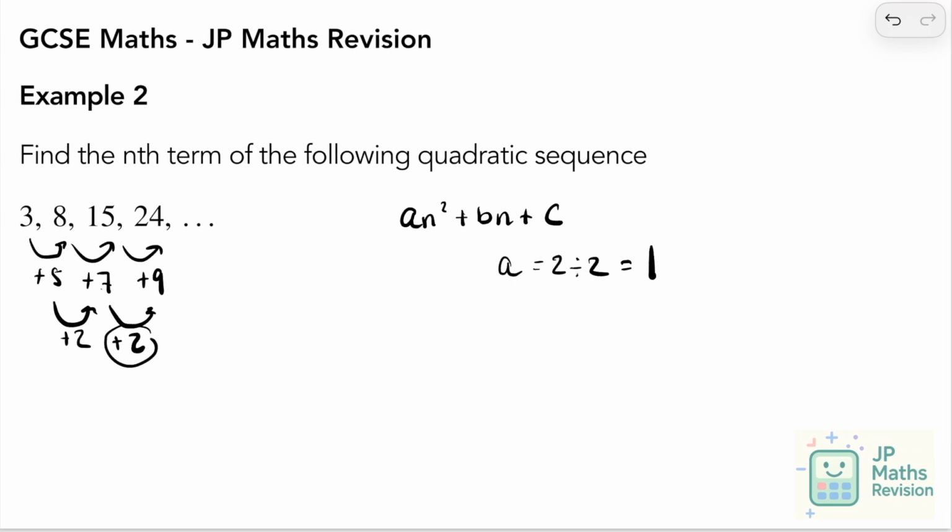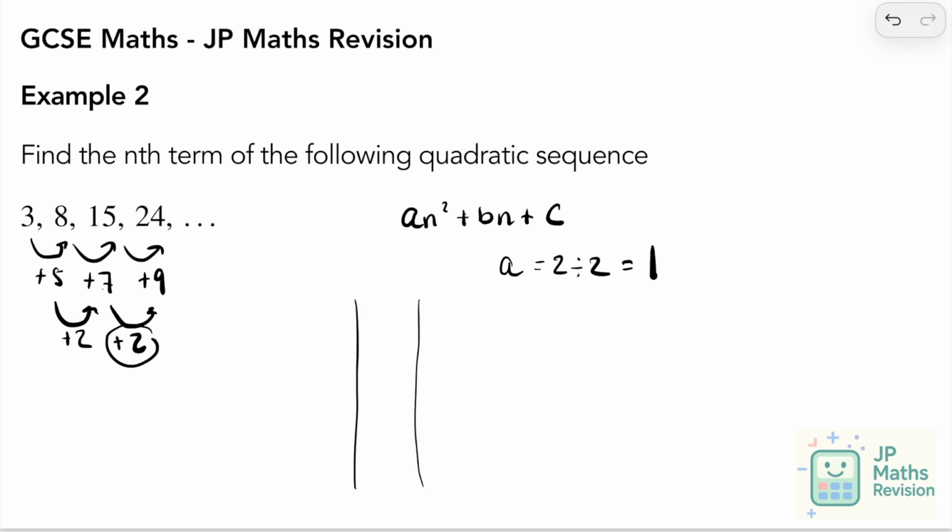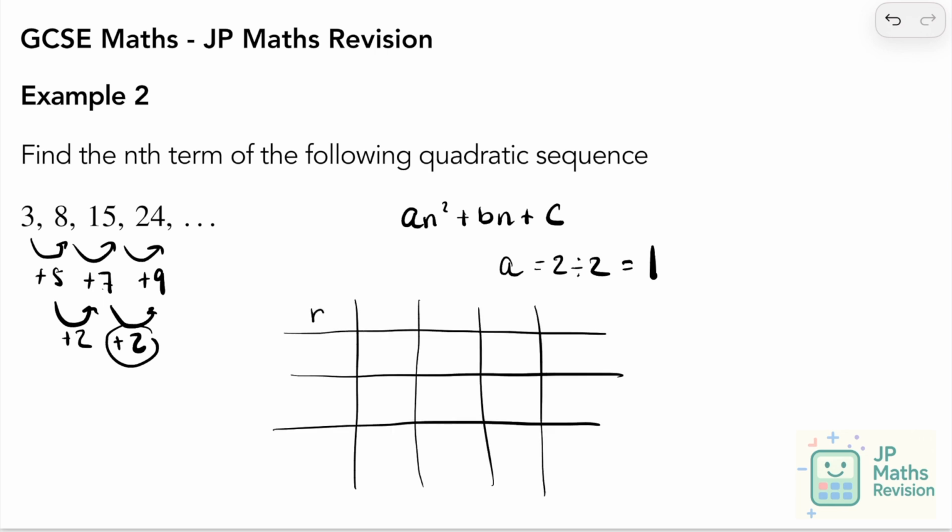The next step is to draw up a table. In this table, we have a few things. We have n, we have the sequence. n represents the term number. So n equals 1 is the first term, n equals 2 is the second term, n equals 3 is the third term, and n equals 4 is the fourth term. And then the sequence itself is going to be 3, 8, 15, and 24. So I've just written down what the sequence is here.